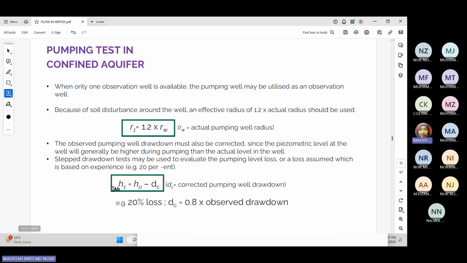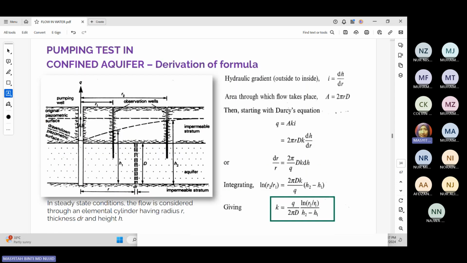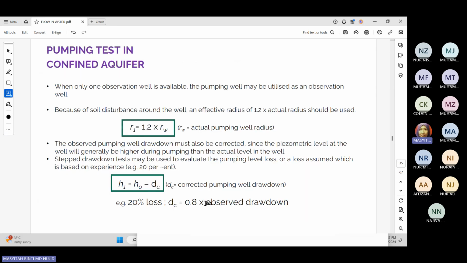Therefore, the final H1 is equal to original H0 minus dengan DC. DC is the corrected pumping well drawdown. So, nak dapatkan DC macam mana? So, DC equal to 0.8 darab dengan observed drawdown. So, observed drawdown dalam this informations, selalunya dalam soalan dia dah bagilah. So, you kena darab dulu dengan 0.8, dapat DC. Dah dapat DC, baru you boleh masukkan untuk kira nilai H1.